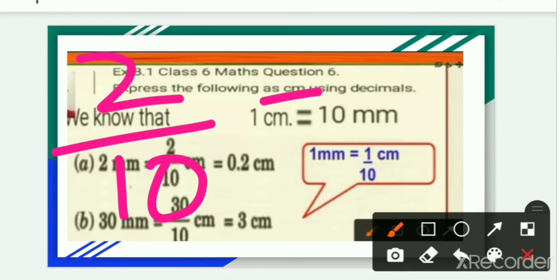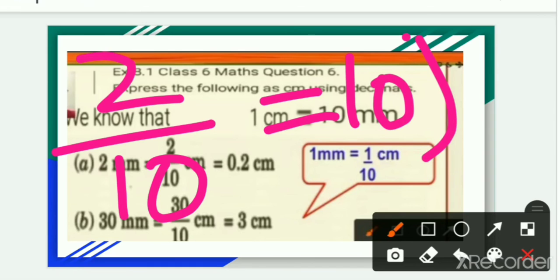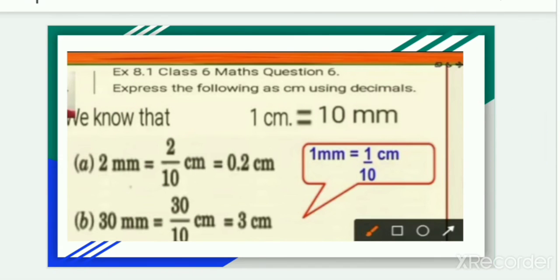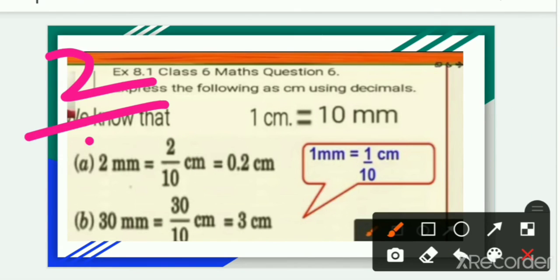It is very easy. How to divide? Either you can divide simply like this: put the point and increase 0. So 10 2s are 20. Either you can solve like this, or you can go for the direct method.